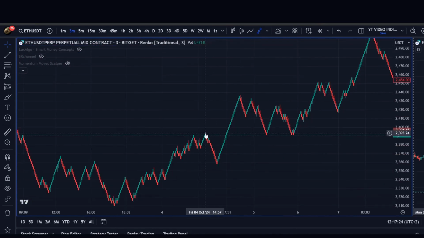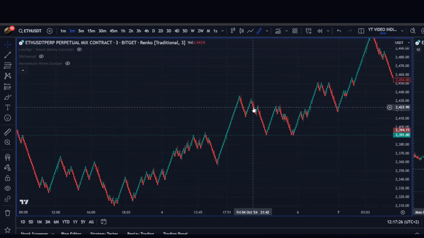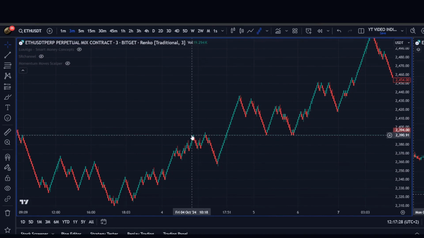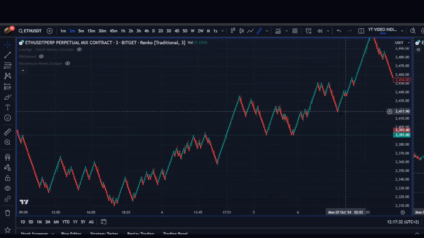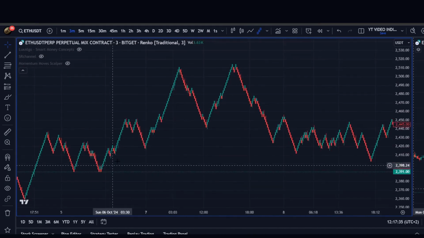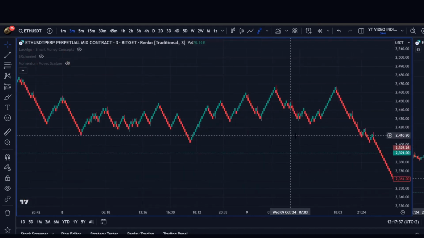Here perhaps is a small example. We had a breakout here and then it was tested twice again. This high was tested 2 more times before it continued to rise. This means that you really have a wonderfully clean chart structure here.